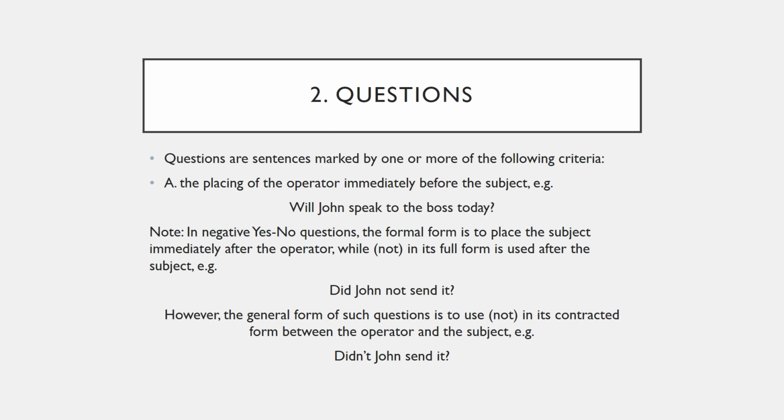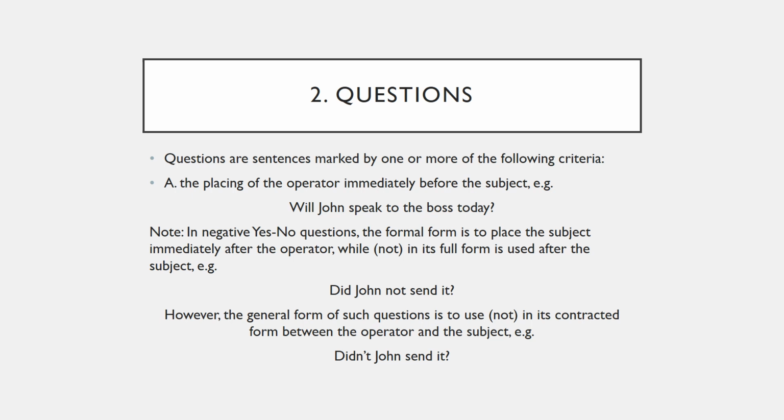Now, the second type of sentences in English is called questions. How do we know questions? How can we recognize questions from the other types of sentences? In fact, questions are sentences which are marked by one or more of the following criteria. So we are going to touch upon three important criteria that can help us to identify questions from other types of sentences.